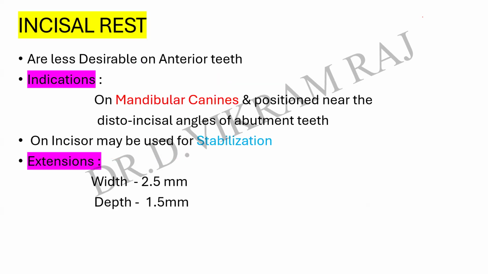Incisal rest is less desirable in the anterior teeth. Indications are on the mandibular canines, positioned near the distal incisal angles of the abutment teeth. On the incisor, it may be used for stabilization also. Extensions are a width of about 2.5 mm and a depth of about 1.5 mm. With this we have completed it.